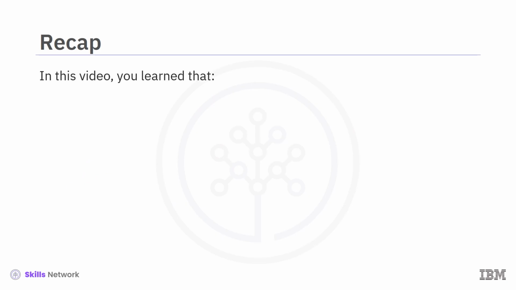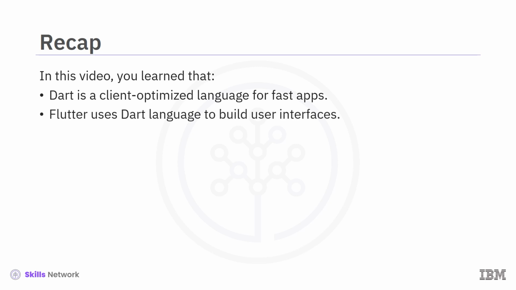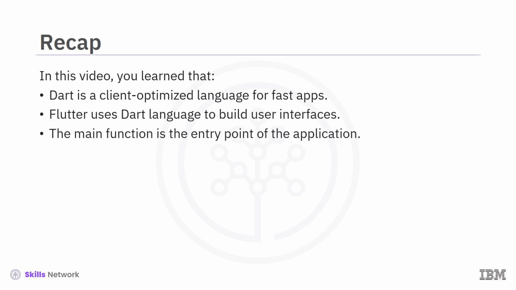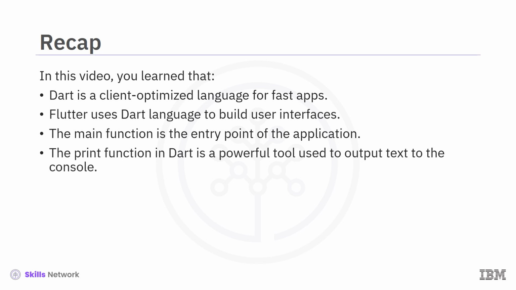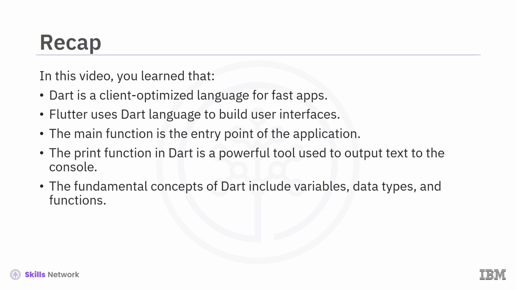In this video, you learned that Dart is a client-optimized language for fast apps on multiple platforms. Flutter uses Dart as its language to build user interfaces with features that support smooth and reactive programming. The main function is the entry point of the application, where the Dart code begins execution. The print function in Dart is a simple and powerful tool used to output text to the console. The fundamental concepts of Dart include variables, data types, and functions.